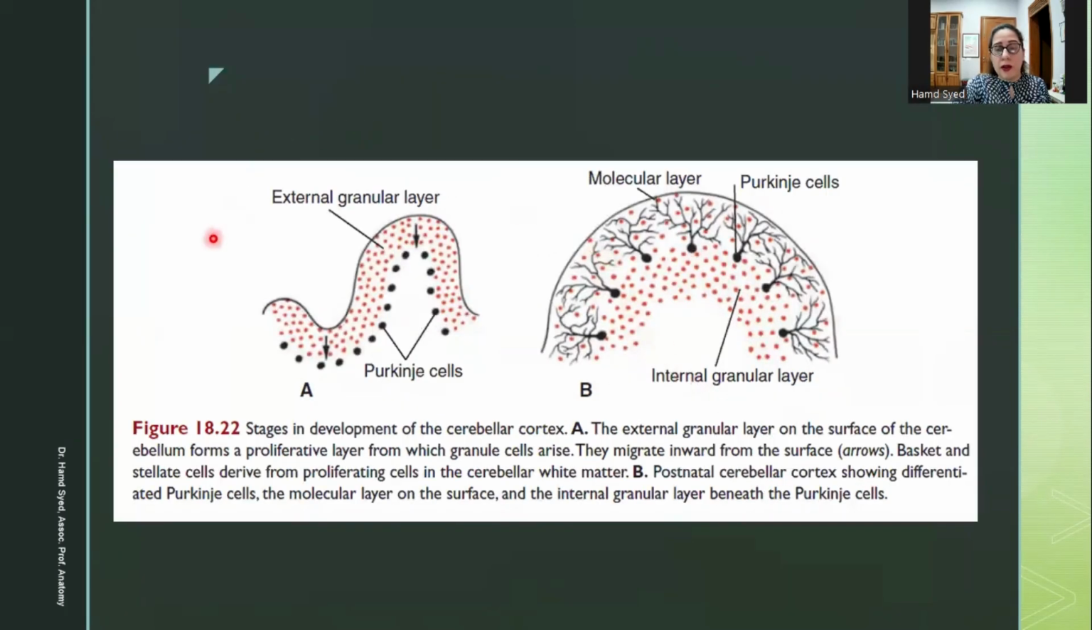Here is a magnified drawing showing the cerebellar cortex development. Like I said, in the earlier stages, the external granular layer is present on the outer surface of the cerebellum, and next to it is a single file of the flask-shaped Purkinje cells. These arrows show the direction of movement of the granule cells inwards. Eventually, postnatally, in the cerebellar cortex the granule cell layer has become the internal granular layer, and outer to that are the Purkinje cells, and the outermost layer is the molecular layer of the cerebellar cortex.